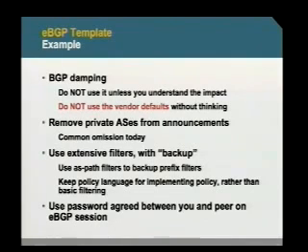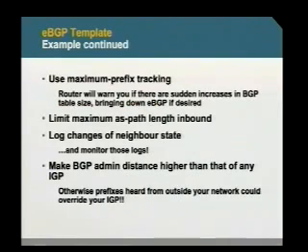BGP damping is really bad. Don't do it. Remove private ASs. Really important. Every now and then, if you look at my BGP report, you'll see private ASs popping up on the internet. Use filters with backups. Some people use AS-path filters and they back them up with prefix filters. Use a password agreed between you and your peer for the eBGP session as well. Use the TTL hack if you can support it.